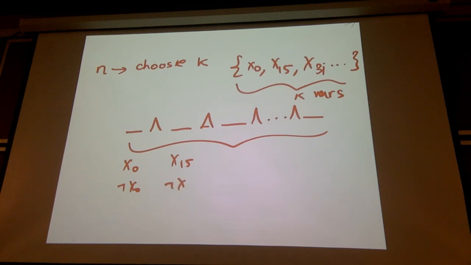And not x15 is here. This slot is for x31 or not x31. For each slot, you get two options: either that variable is present or it's negated. And there are only k slots. We've chosen the k things.